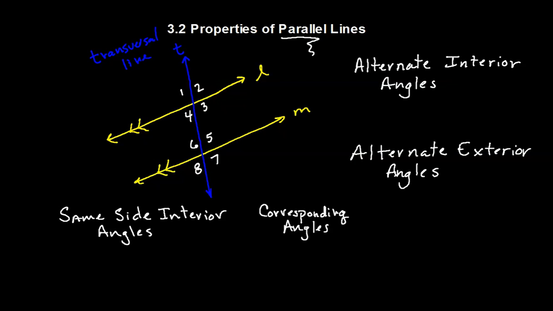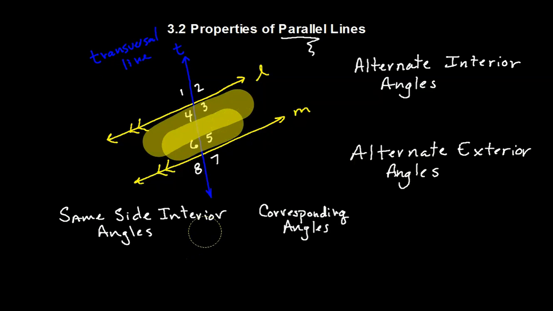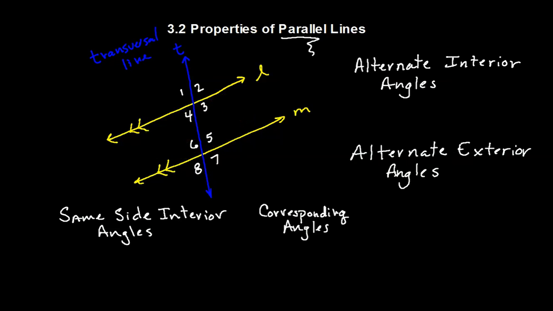Alternate interior, and if you forgot what the interior angles are, the interior angles are everything that is inside. So anything in here is called alternate interior. So alternate interiors are going to be angles 4 and 5, and also 3 and 6. Now, when those lines are parallel, angles 4 and 5 are equal, and 3 and 6 are equal.